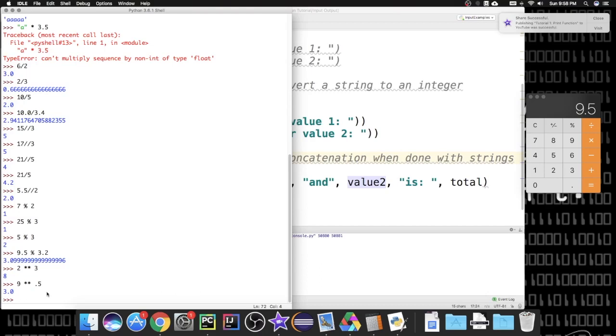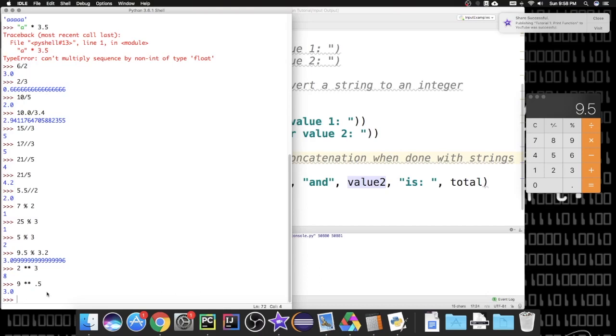And no, you cannot do exponents with strings. It doesn't go that far out. You can do it with decimals. You can do it with integers. If you use integers, you get integer results. If you use decimals, you're going to get decimal results or float results. So it's a nice, easy way to do some arithmetic in Python.